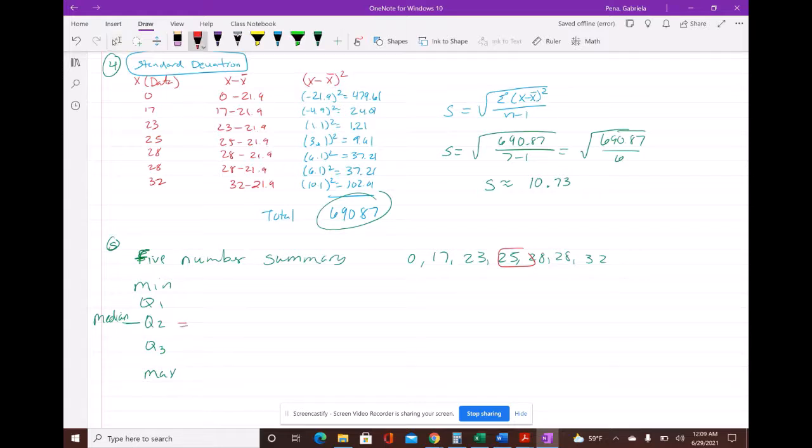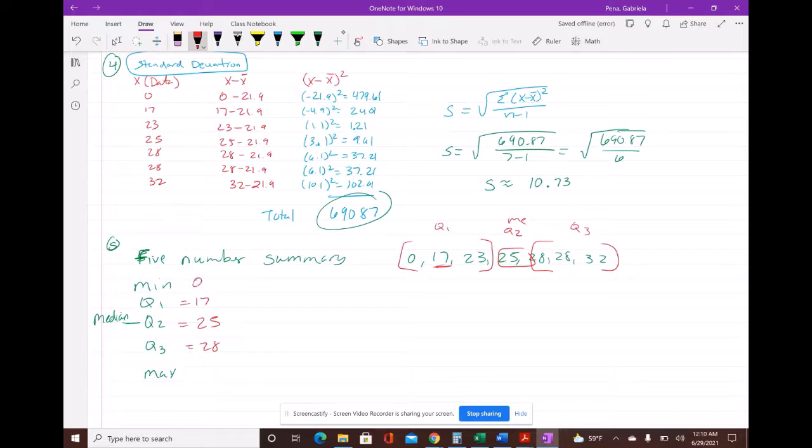is 25. That leaves us with 3 numbers here, 3 numbers here. This is your Q2. This is also your median. I need to find my Q1 here and my Q3 here. But keep this in mind. If you have more than one number in the middle, you have to add them and divide by 2. But for this one, that's my Q1 and that's my 28. 28 will be my Q3 because we're looking for the middle number.